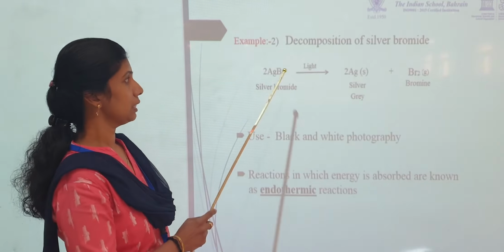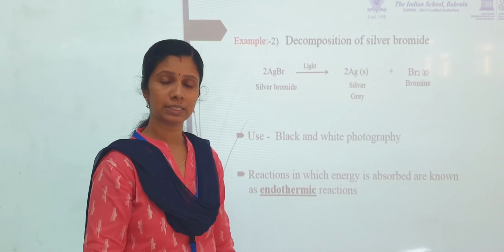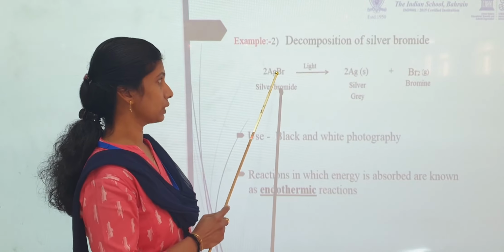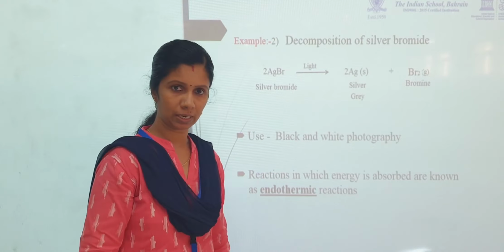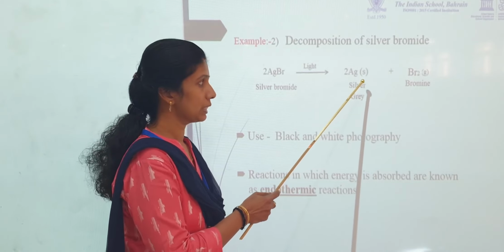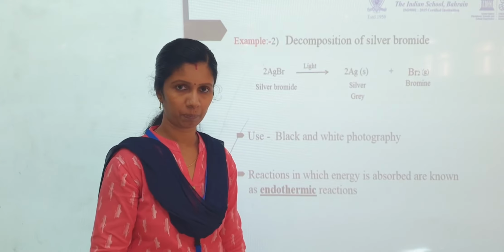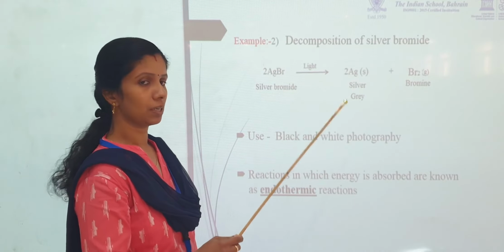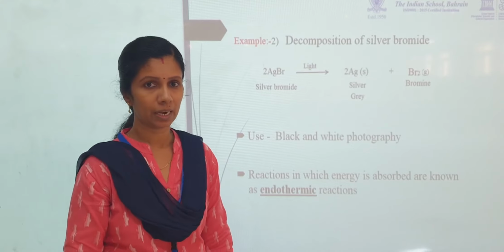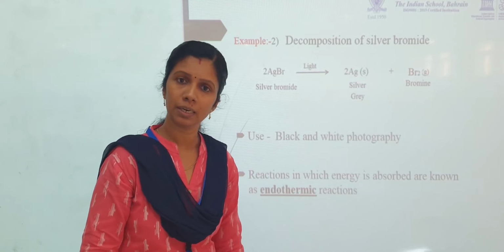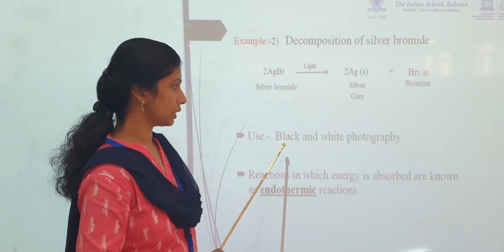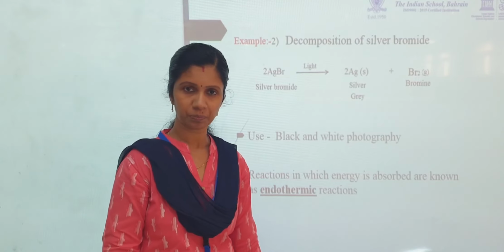Next example, decomposition of silver bromide. Same as silver chloride, when we expose silver bromide to sunlight, it decomposes to give silver and bromine vapor. So these two reactions, decomposition of silver chloride and decomposition of silver bromide, are examples of photolytic decomposition reaction. And these two reactions are used in black and white photography.